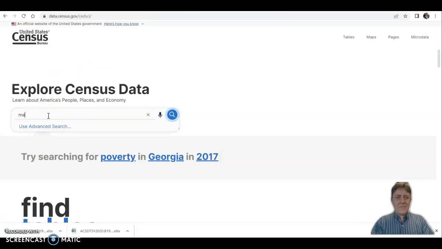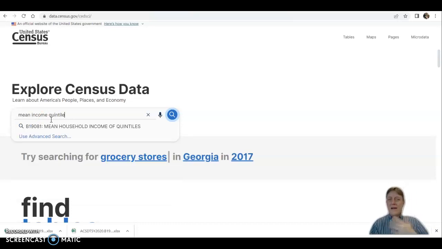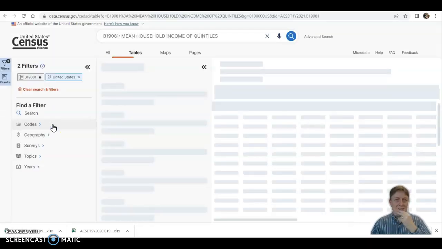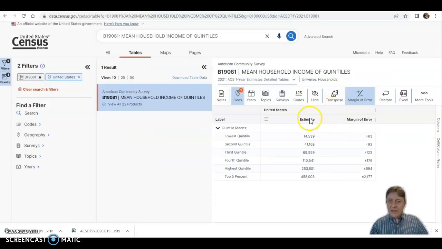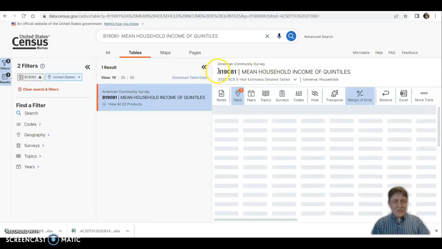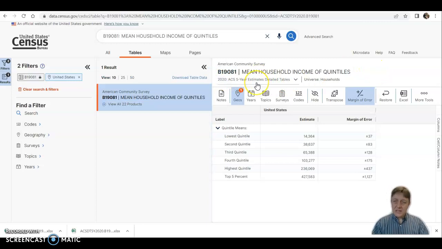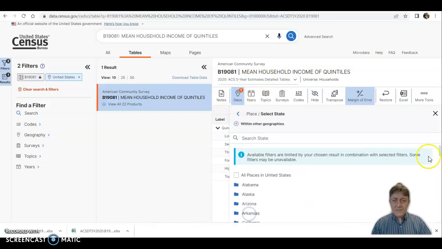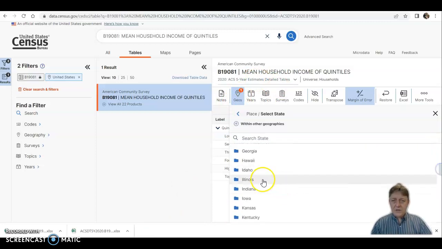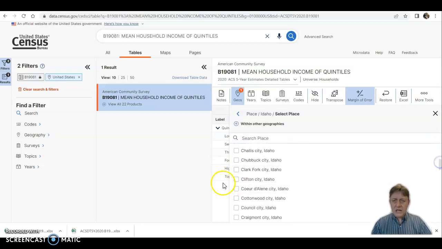And now I can type mean income. I could type by quintile. I could type in quintile as well as a keyword. And here we have mean household income of quintiles. It's another table. It's also providing it for the United States. I would like it to be 5-year estimates. So just as before, underneath this title, mean household income of quintiles, I'm going to use that drop-down menu to select 5 years. And then I'm going to go again to geos, and I'm going to head over to place, and I'm going to head over to Idaho, and I'm going to head over to Coeur d'Alene.